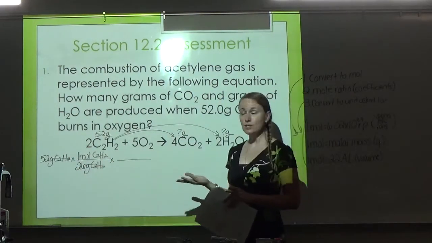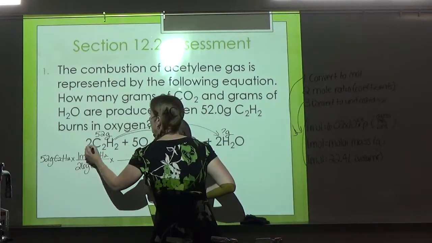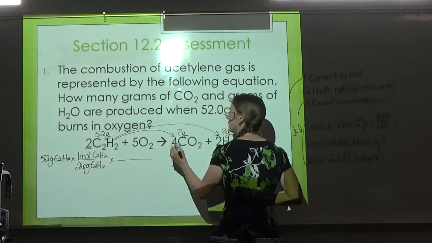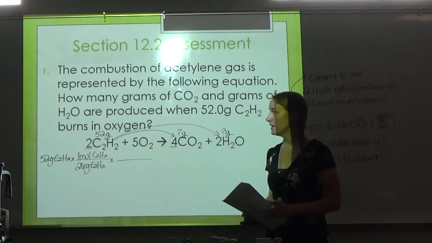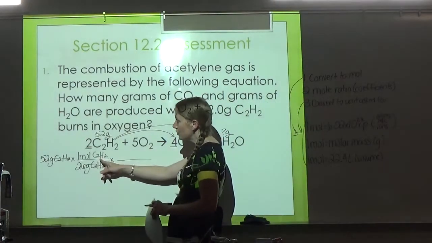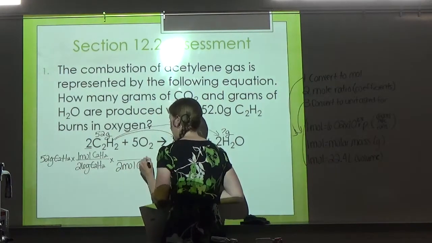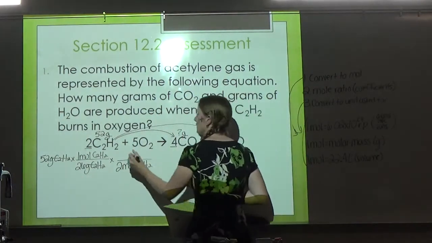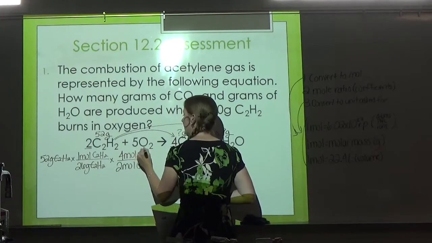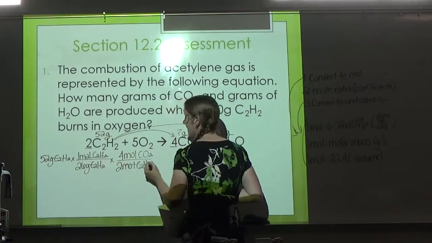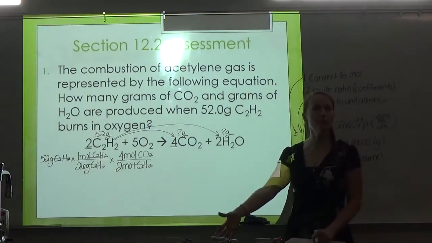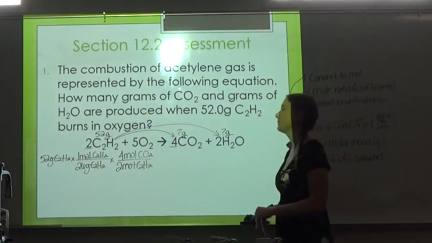So this is where I'm going to use the coefficient. So I can see that 2 moles of acetylene gas makes 4 moles of carbon dioxide. So because I have C2H2 on top, I'm going to put the 2 moles of acetylene on bottom and the 4 moles of carbon dioxide on top. So my moles of acetylene's gone. So see, I've officially switched over from acetylene to carbon dioxide.